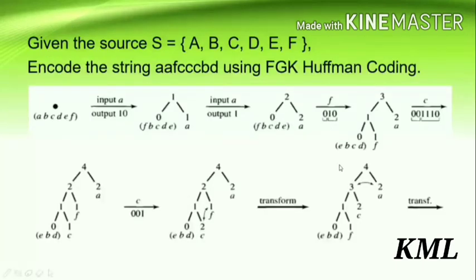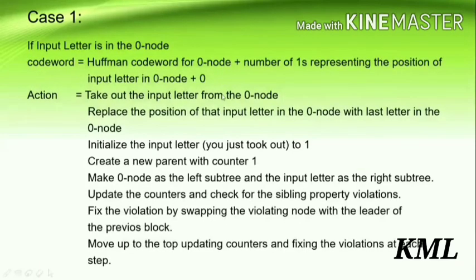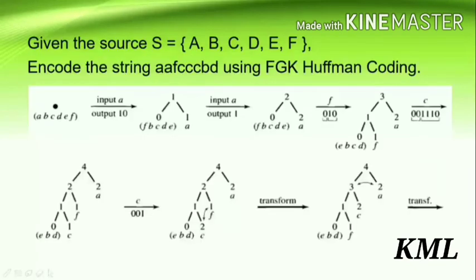So what is the Huffman code word for the 0 node? We have left subtree here, left subtree here. So 0 0 0 0. Then number of ones representing the position of C in the 0 node. So what is the position of C here? 1 2 3. So we write 3 ones. Okay, so the position is 3, we write 3 ones. Okay, and this is the default 0 formula. See here, this is the default 0. So we get the code word like this.